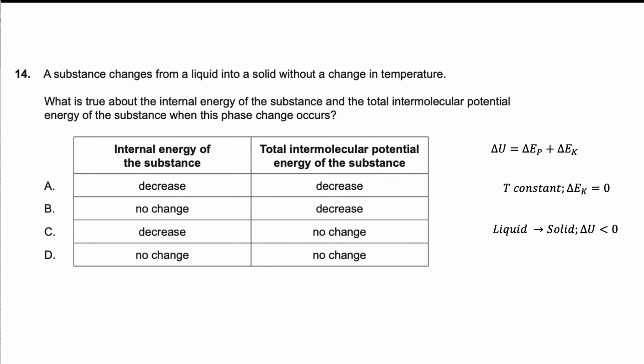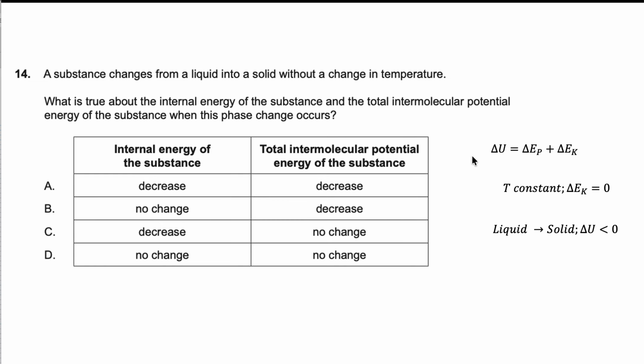What this means is, whatever U is doing, EP is doing. Or to put it a different way, whatever EP does, U does. So unless I've forgotten something, we're looking for an answer which has the same in each table. So we're looking at either A or D here. Whatever delta EP does, delta U is going to do the same.